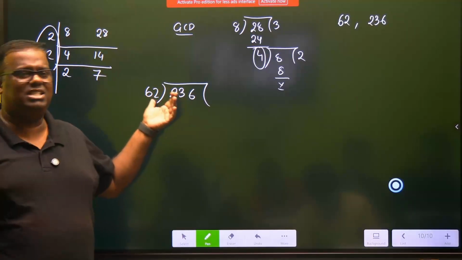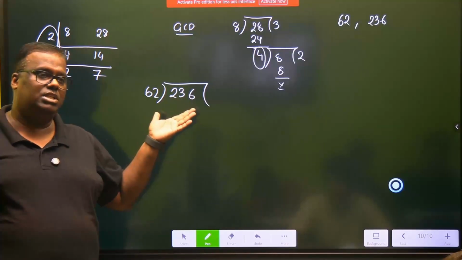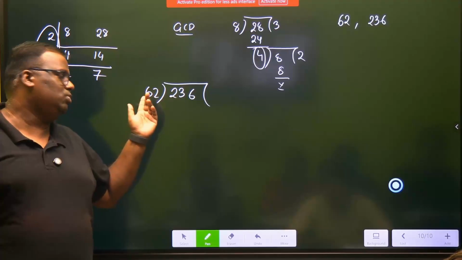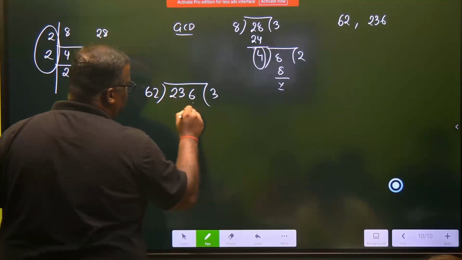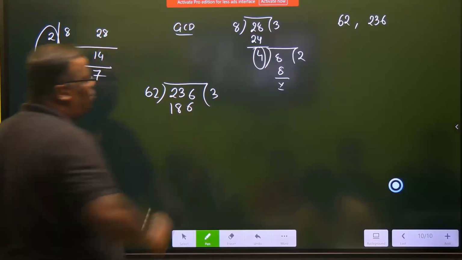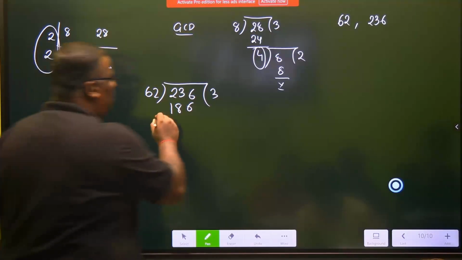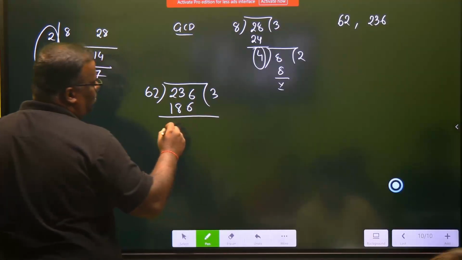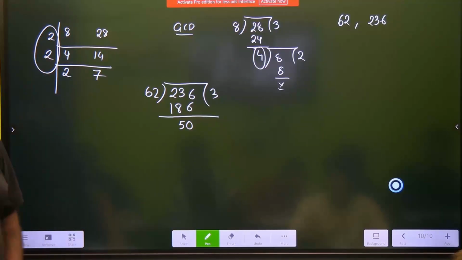Just take it as 60. 3 6s are 180. 4 6s are 24. 16 to 4 is already crossing over. So 3. 3 2s are 6. 3 6s are 18. Have you understood this? Right. What is the remainder now? 5 is the remainder? No, 50 will be the remainder. 50 is the remainder. Agreed?